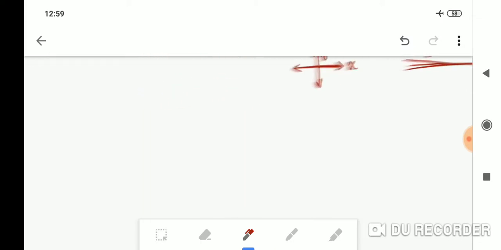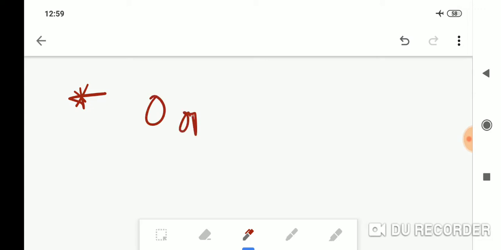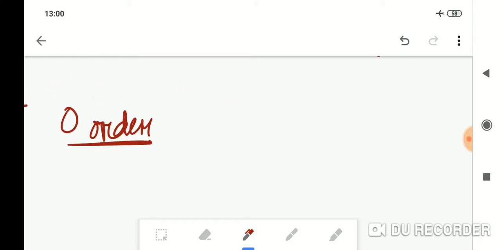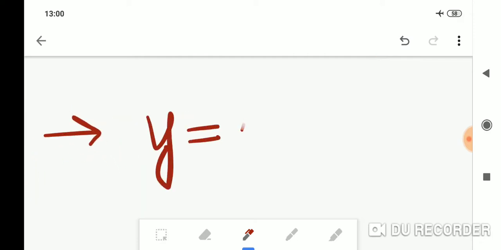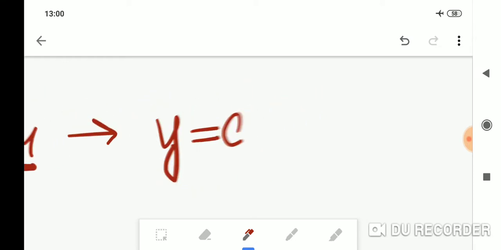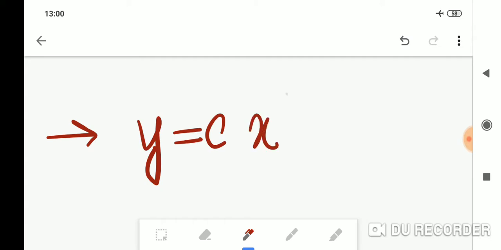Our discussion will be divided into three topics, or rather three kinds of equation. One will be a zero order equation, like y is equal to c, where x has power 0.